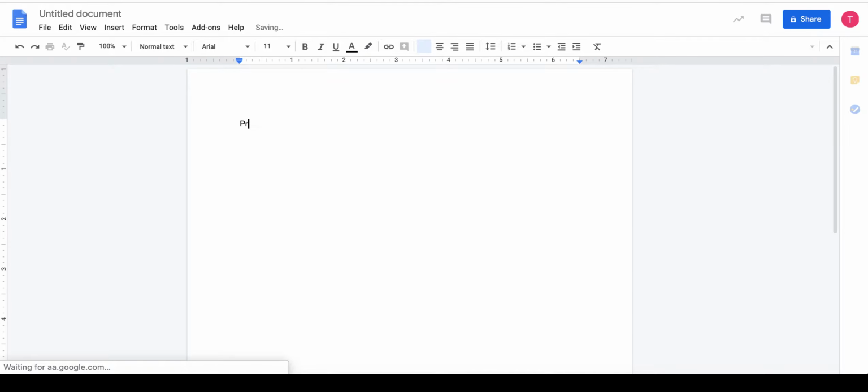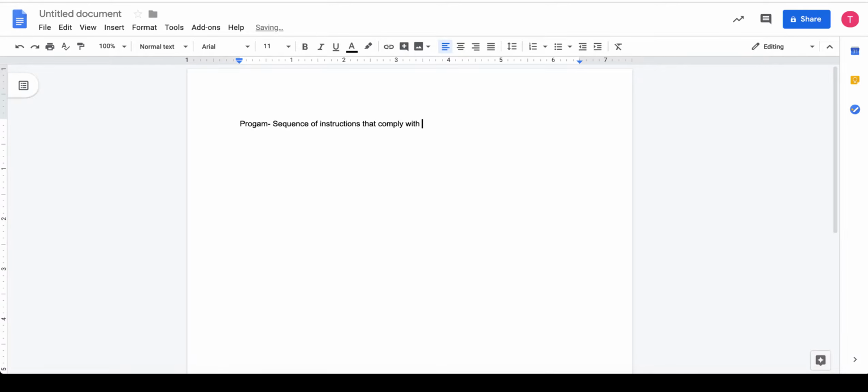So, program. It is a sequence of instructions that comply with the rules of a specific programming language, and it is written to perform a task with a computer. So, examples.